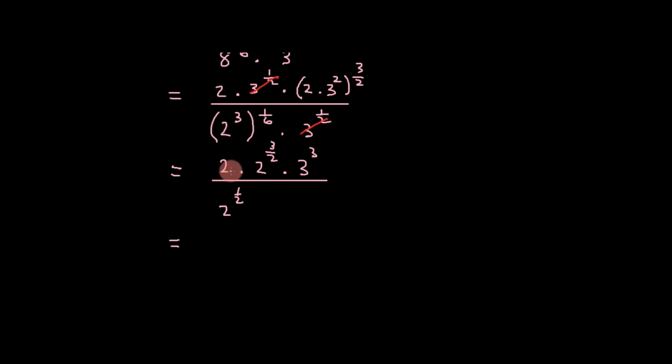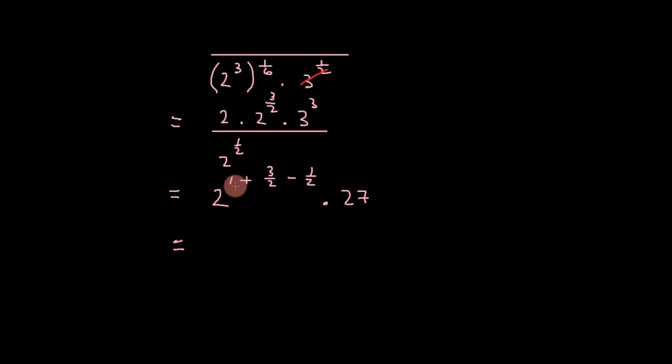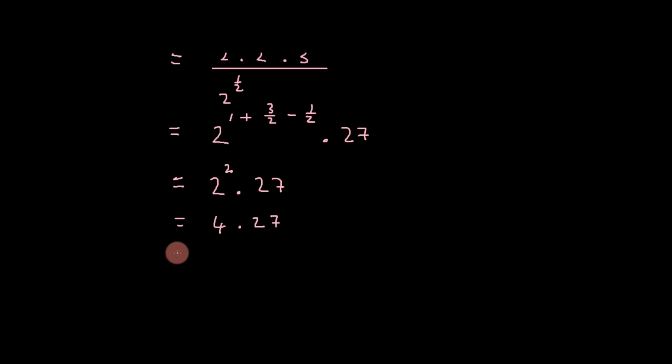We can now add the powers where we multiply and subtract it where we divide. So it's going to be 2 to the 1 plus 3 over 2 minus a half. And 3 cubed is 27. 1 plus 1.5 is 2.5, minus a half is 2. So we have 2 squared times 27. And this is 4 times 27. And 27 times 4 is of course 108. We could do it on a calculator.